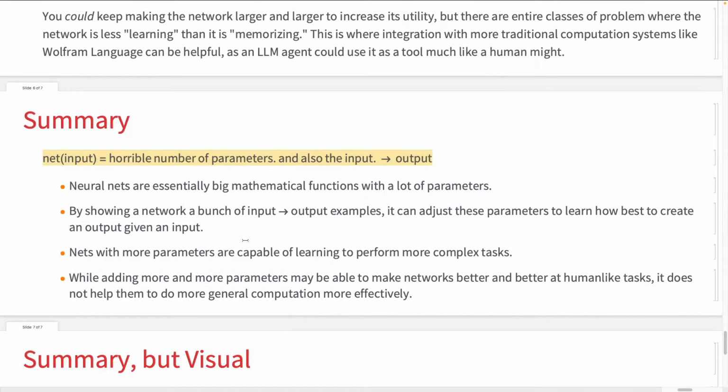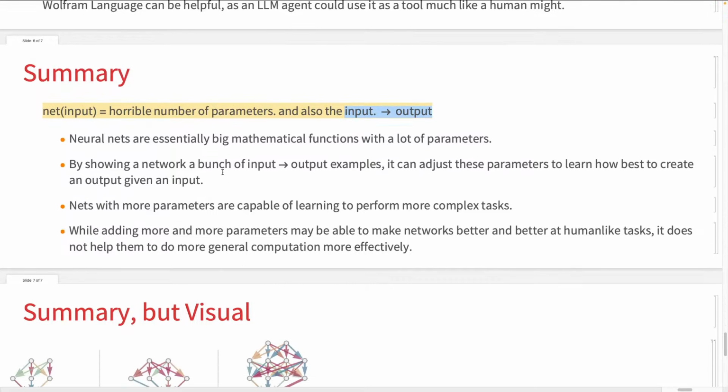And the way you teach a network how to take an input and some parameters and get an output is that you show it a bunch of input and output examples, and it will continuously adjust the parameters in order to best recreate the input-output pairs that you feed it. It does that by gradient descent. So nets with more parameters are capable of learning to perform more complex tasks in general.